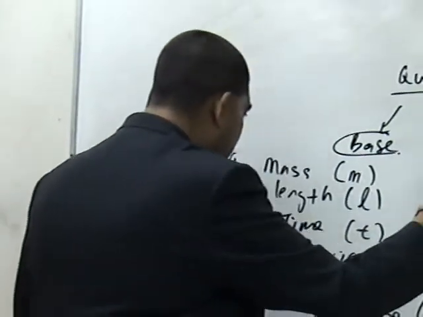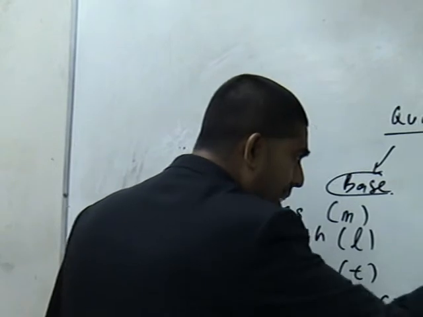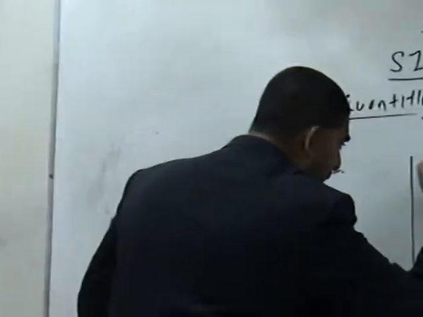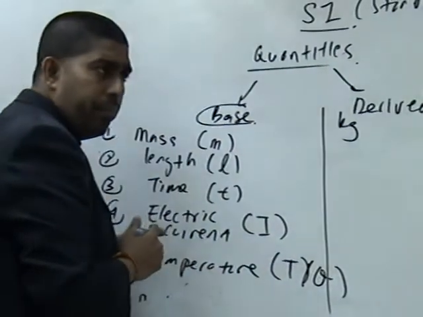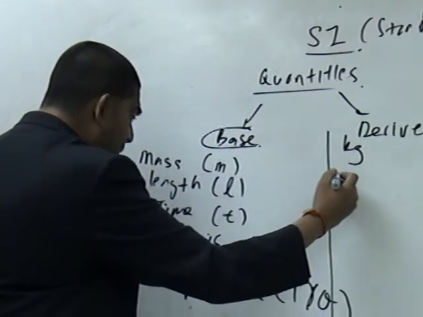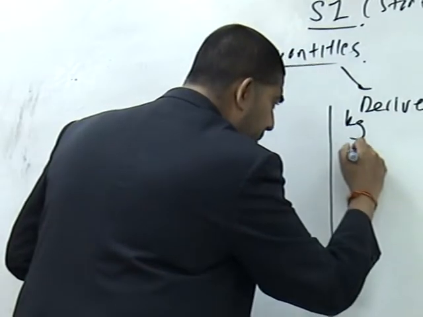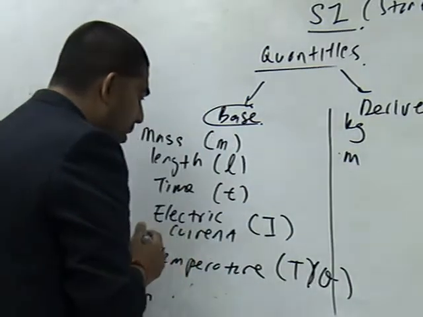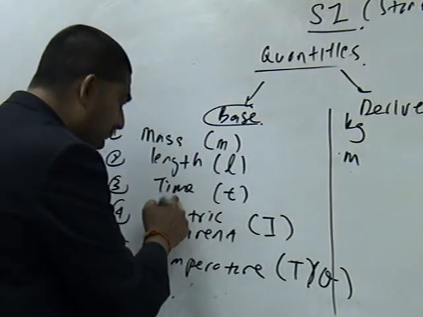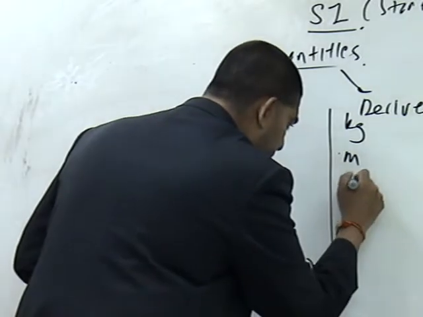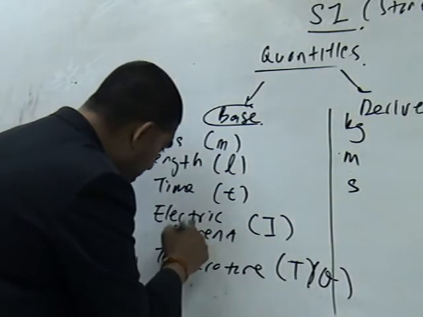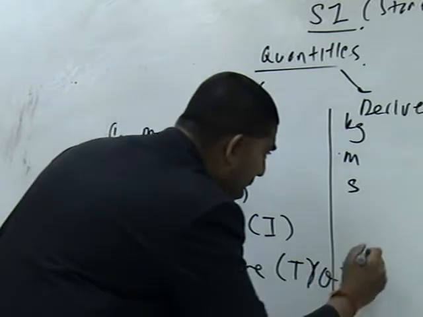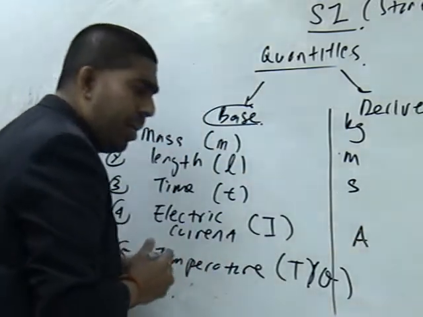Now, the SI unit for mass will be kilogram. The SI unit for length will be meter. This is the symbol here, kg, meter, m. The SI unit for time will be second. The SI unit for electric current will be ampere. It's written as capital A.